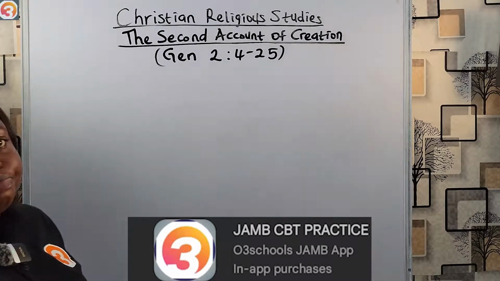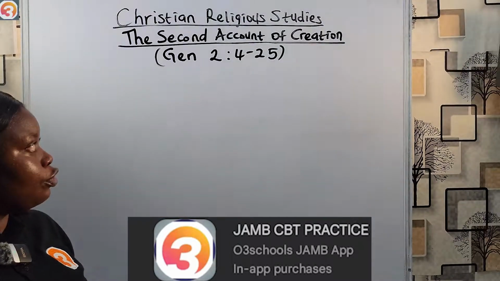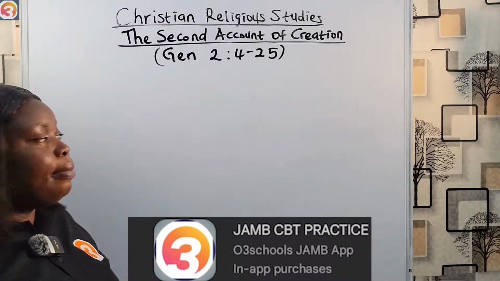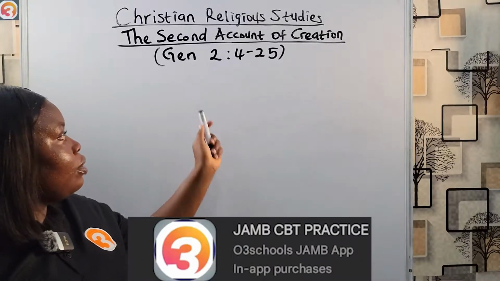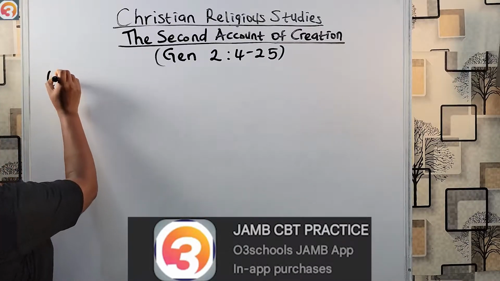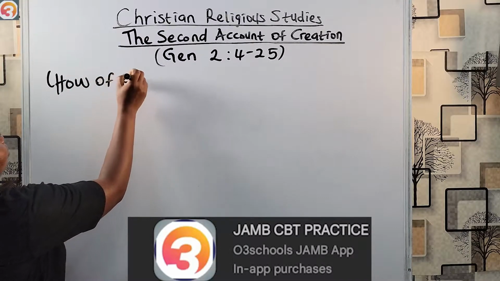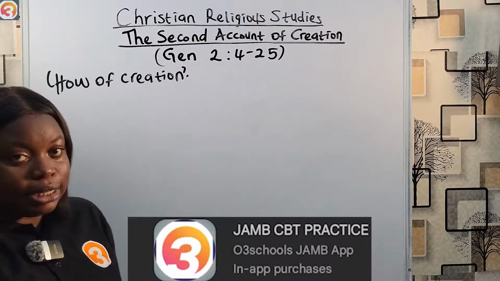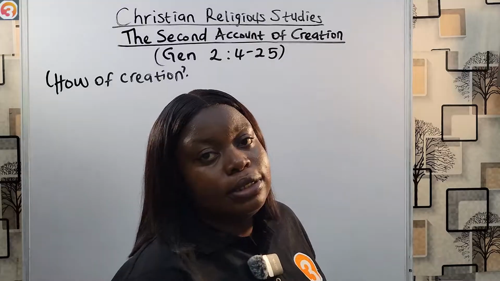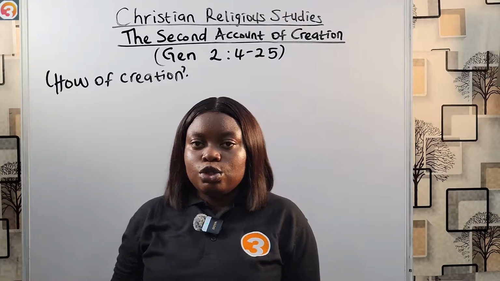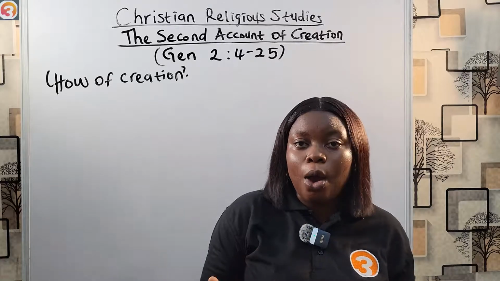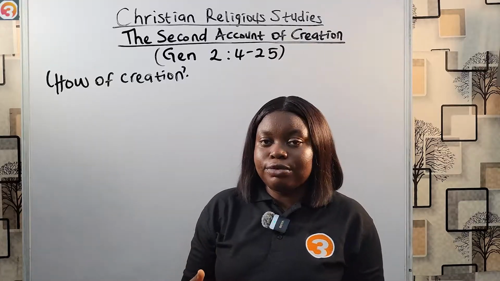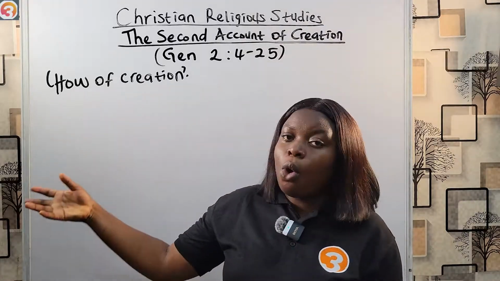So when we looked at the first account of creation, we said the first account of creation is referred to as the "that" of creation by so many scholars. Now the second account is referred to as the "how" of creation. This is because, as opposed to the first account where it was "God said, let there be," there was really no explanation as to how God created the world. So in the second account, details were given, which is why scholars refer to it as the how of creation.